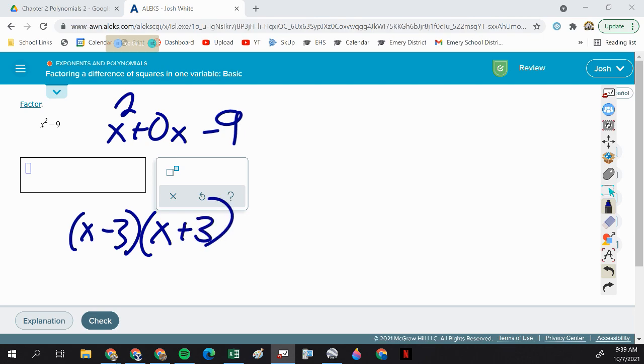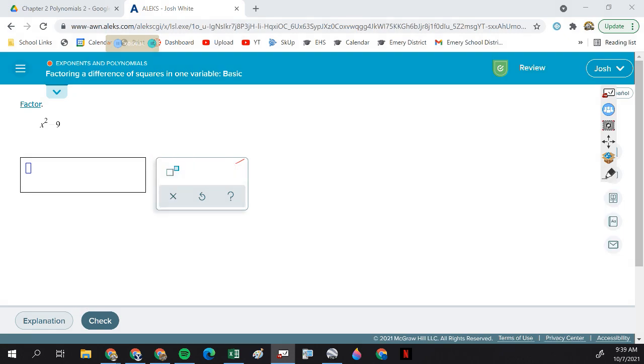And we've seen these before. What do we call those? So this is a difference of perfect squares, and these are called conjugates. Because when you multiply them together, they end up canceling each other out.